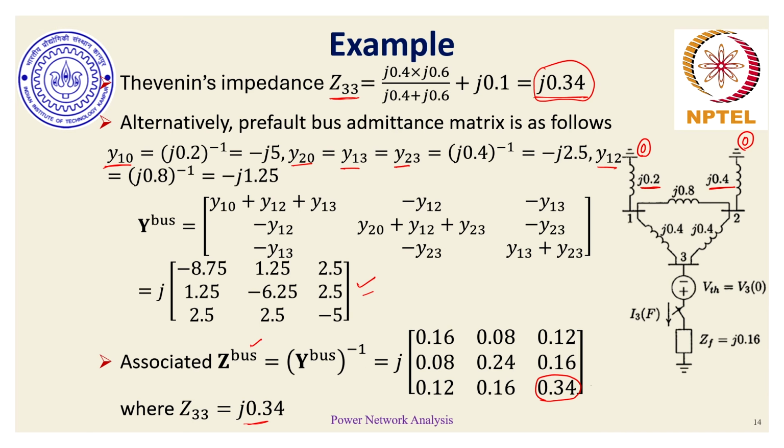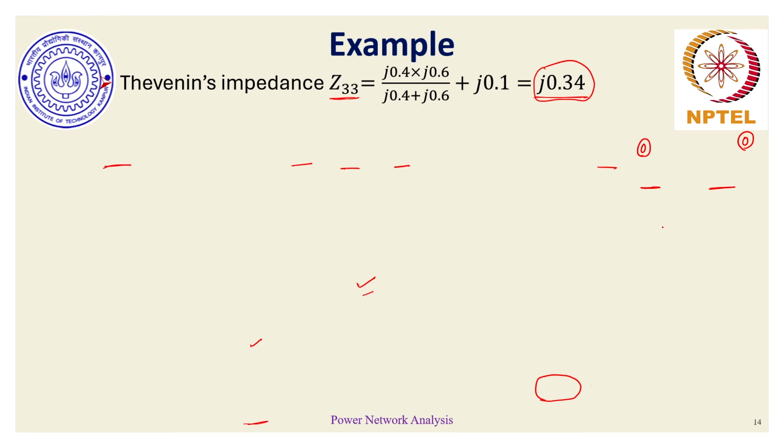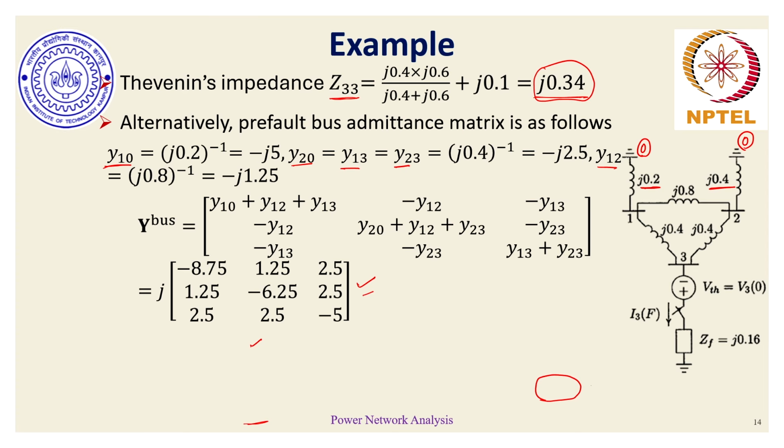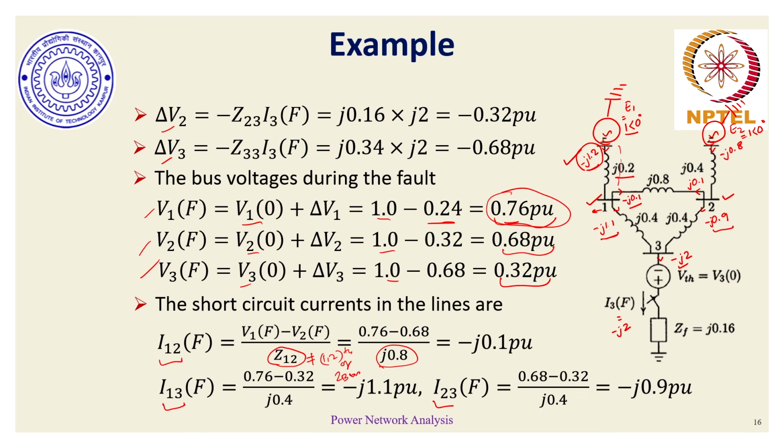You can actually avoid these combinations of resistances. Try finding Thevenin impedance through Z bus and Y bus. Also you can avoid generator contribution evaluation through this current division manner and actually evaluate them from the actual post-fault voltages. With this, I conclude today's discussion.